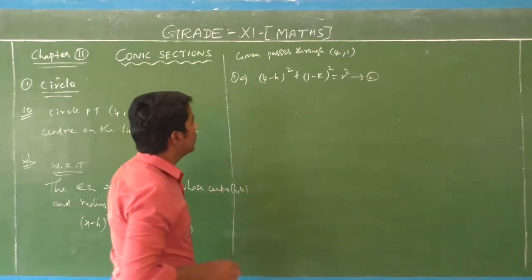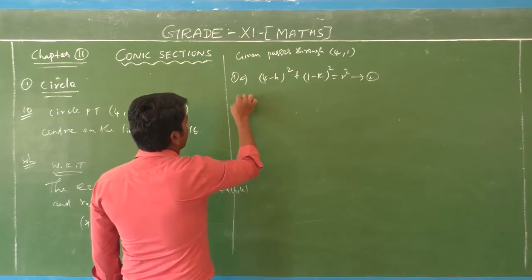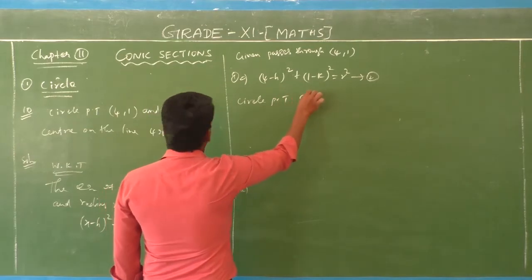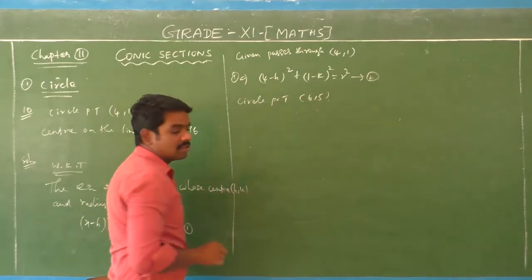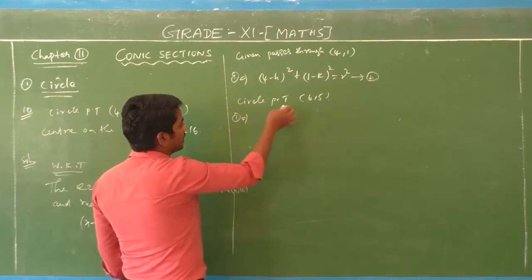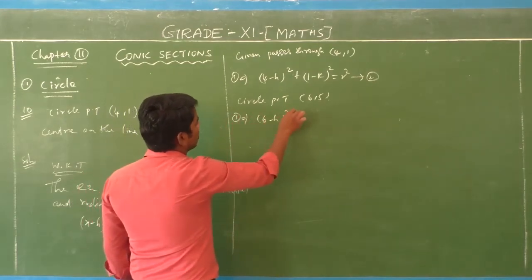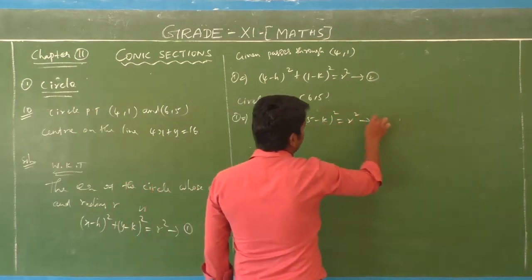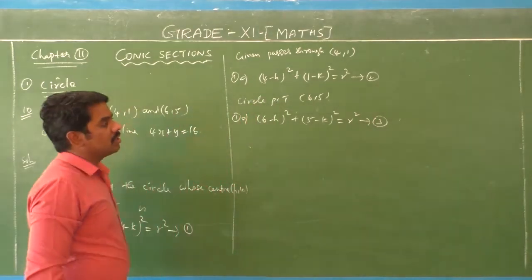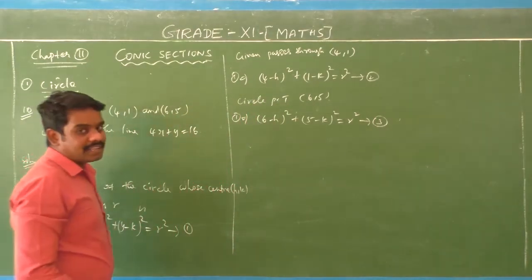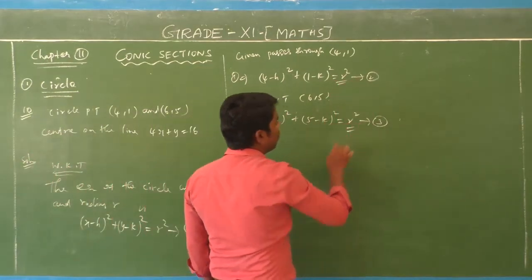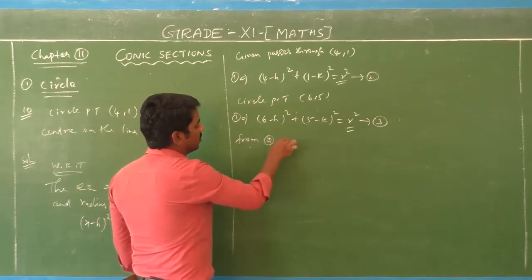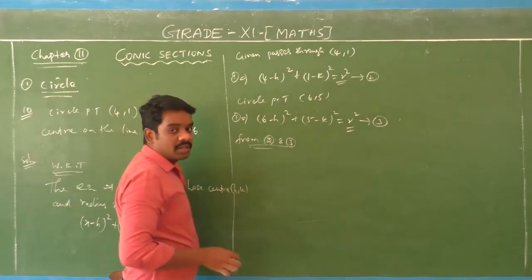And another point, the circle passes through (6, 5). So substitute (6, 5) in equation number 1. X value is 6, so (6 minus h) whole square plus (5 minus k) whole square equal to r square. This is equation number 3. From equations 2 and 3, the right hand side is the same value, r square, so the left hand side is also the same.